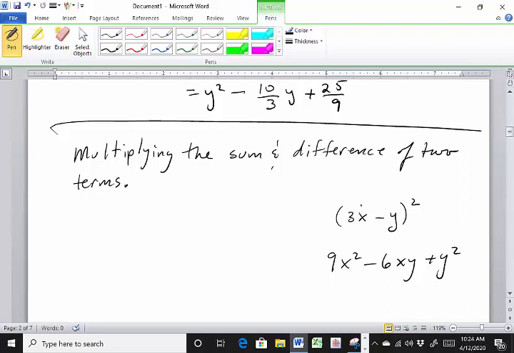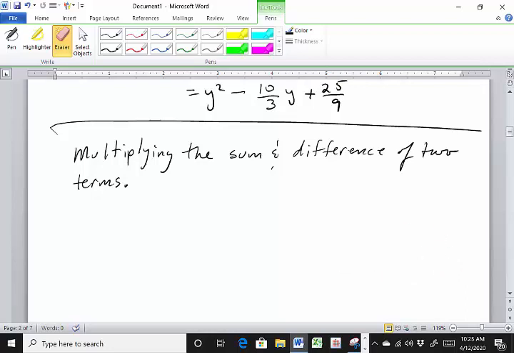Well, what I did is I squared the first. I multiplied these two together and got minus 3xy, doubled it, so you get minus 6xy, and then you square the last. Okay? That's why I'm telling you, you really need to learn the pattern, because that's how fast it's going to eventually be for you. Okay?